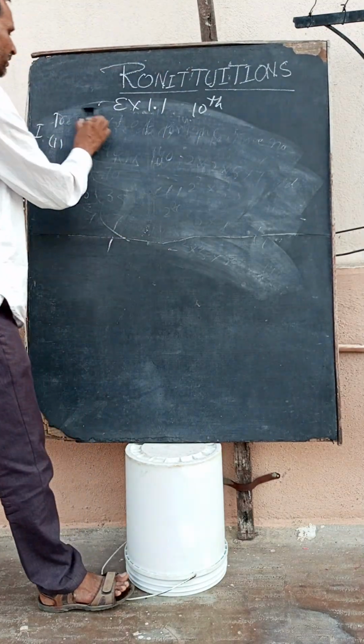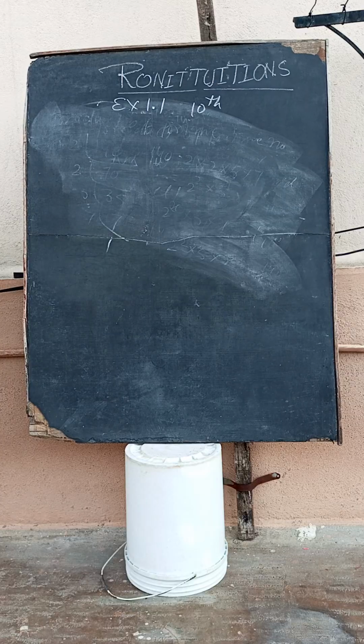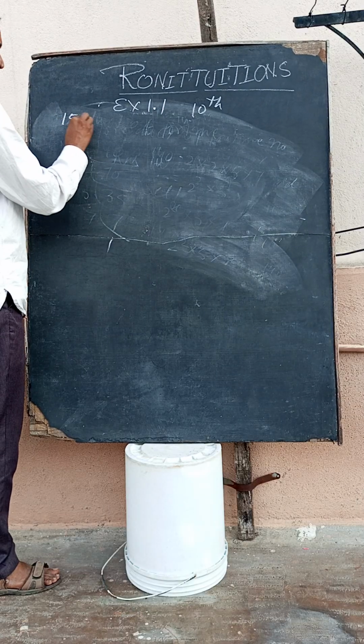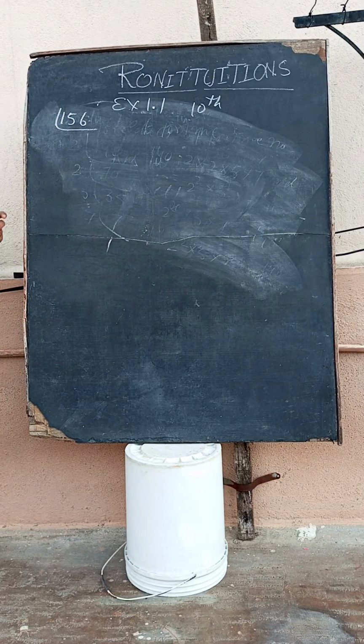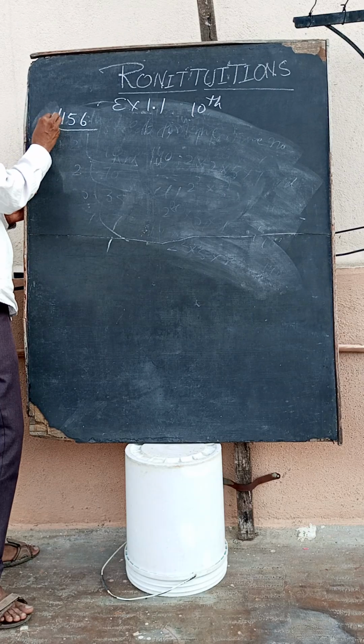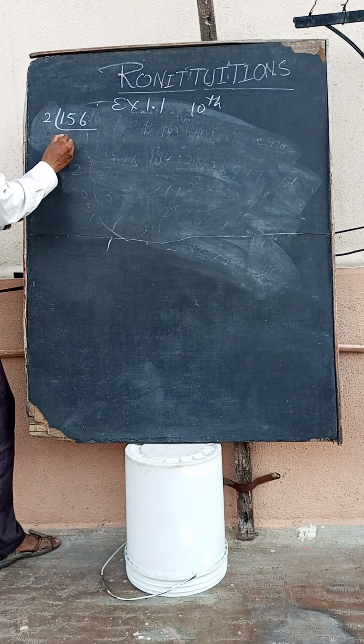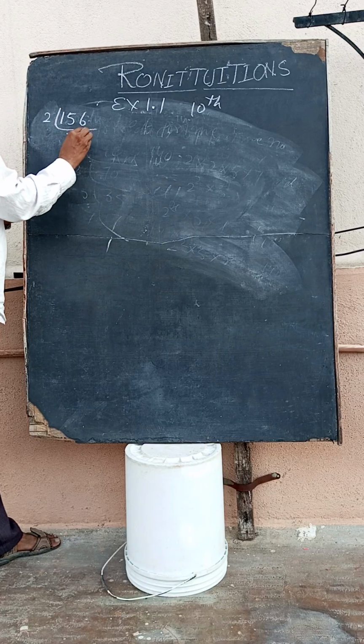Now question number 2 in the first main question is 156. As you know, this is also an even number, so it is also divisible by 2. So we can write 78 here.